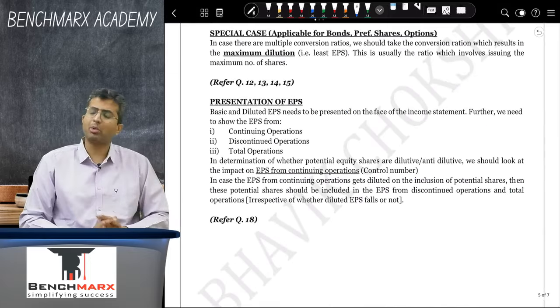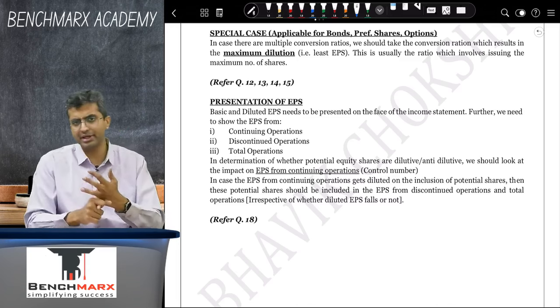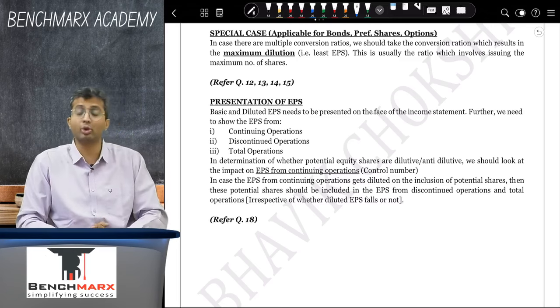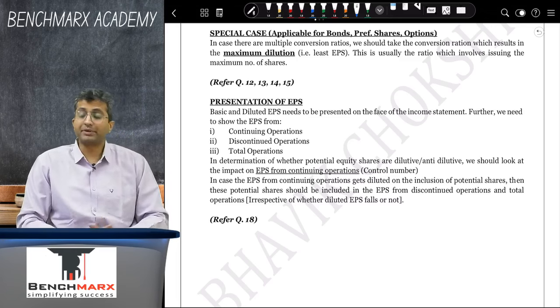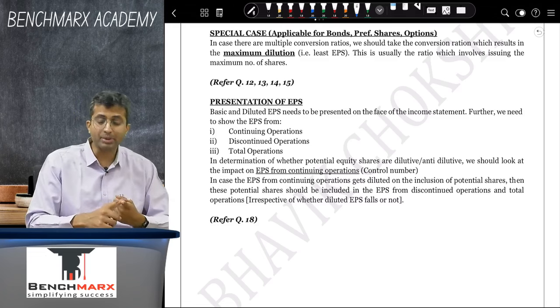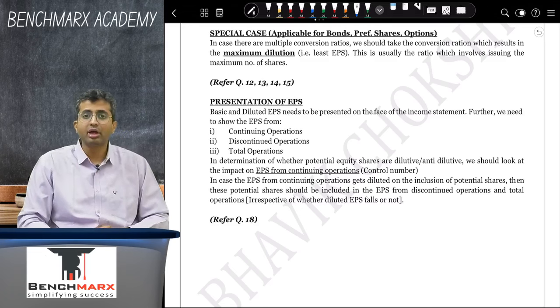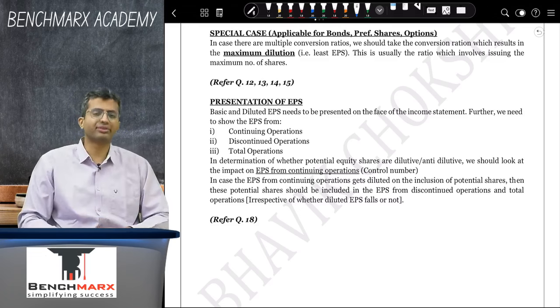There is a thing about presentation. On the presentation, we said that EPS has to be presented on the face of both the consolidated and standalone profit and loss statement. You have to show the EPS from continuing operations, discontinued operations if any, and total operations. Here there is also a concept of what you call a control number.